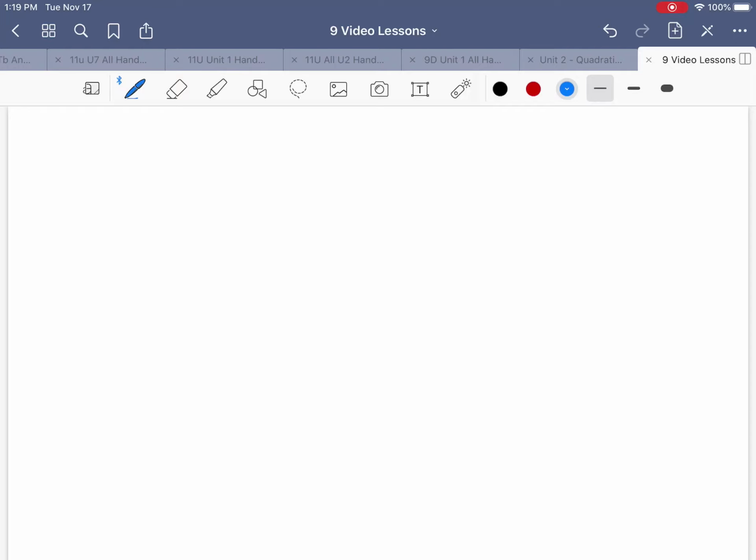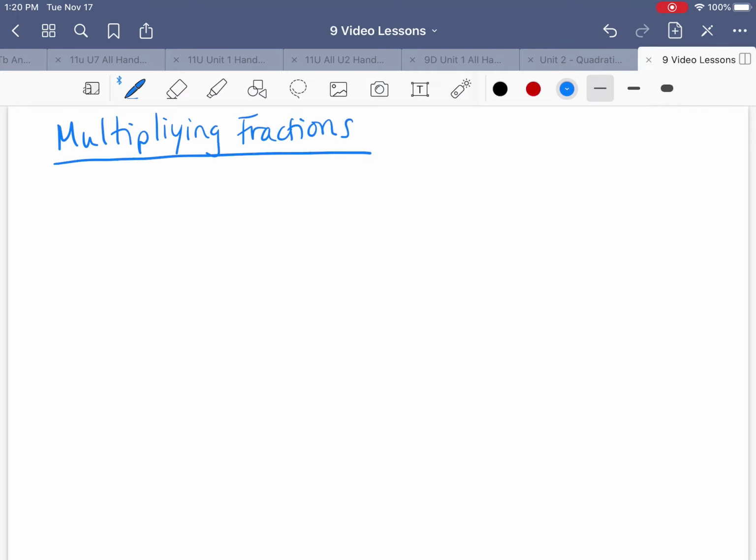Let's continue with reviewing fractions. We're going to look at multiplying fractions and then dividing fractions. When we multiply fractions, we want to multiply the numerators together and multiply the denominators together.